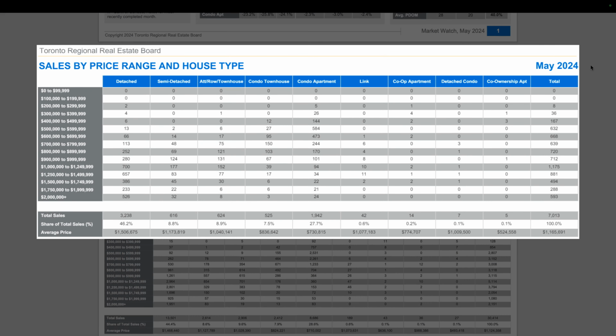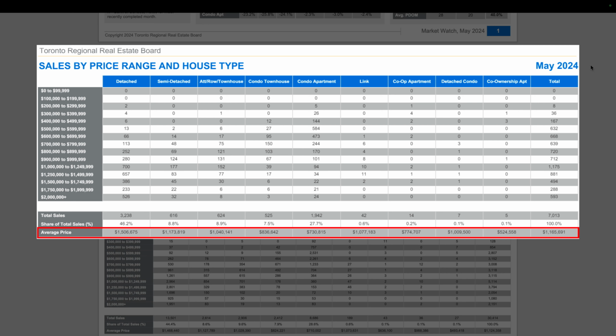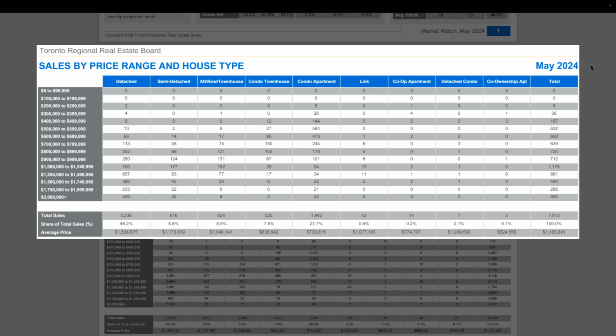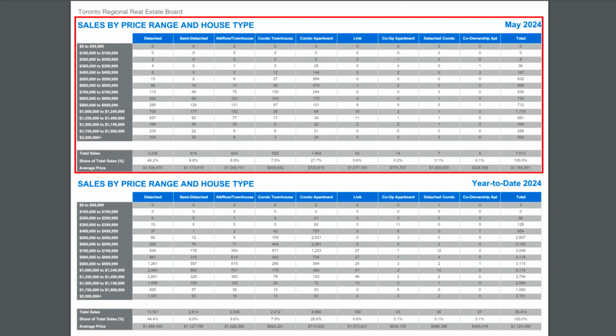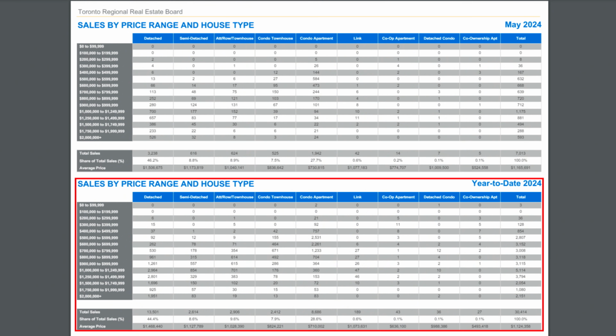The majority of the sales in the GTA are freeholds, with condos making up 35.6%. You can also see the average prices of the different types of housing. No surprise that detached are more expensive, with condos being the more affordable. The top table shows activity for May, and the bottom table shows the year to date for 2024.